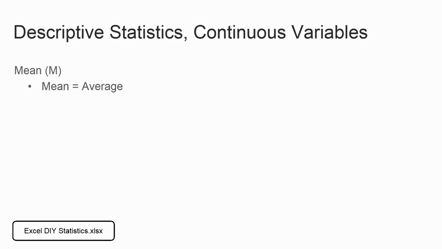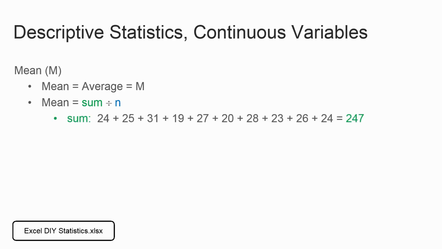The mean is the formal statistical term for the average. The abbreviation for the mean is the capital M. The mean uses the same simple formula as the average. It's the sum of all the numbers divided by the n. First, add up all of the numbers, which is 247. Then divide by the n, which is 10. The mean equals 247 divided by 10, which is 24.7.